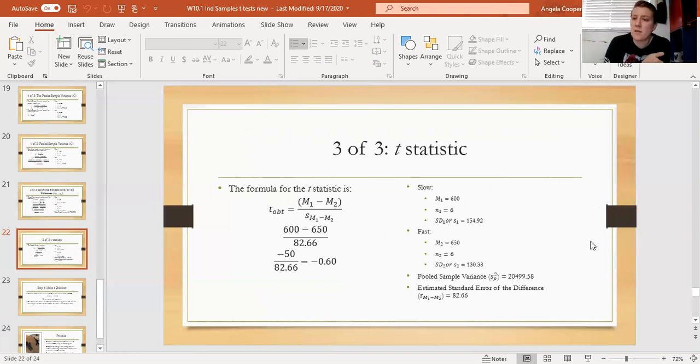So now the formula for the t-statistic for an independent samples t-test is where we're going to take our mean of group 1, subtract it by the mean of group 2, divide it by the estimated standard error of the difference. Now, that's easy, considering we've already done all of the hard work related to that. So now our mean of group 1 is 600, subtracted by the mean of group 2, the fast group of 650, divided by 82.66.